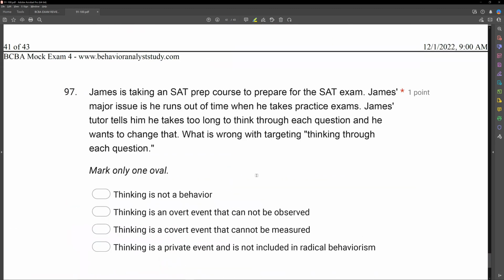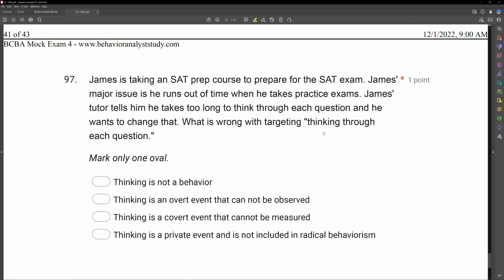97. James is taking an SAT prep course to prepare for the SAT exam. James's major issue is he runs out of time when he takes practice exams. James's tutor tells him he takes too long to think through each question, and he wants to change that. What is wrong with targeting thinking through each question? All right, be careful here. On the surface, it looks like a very straightforward question. And truthfully, it is. Questions like these, though, if you rush, you get them wrong and you miss easy points. So let's slow down and analyze what we're talking about.